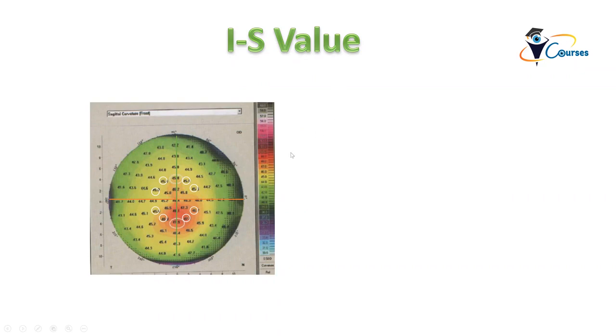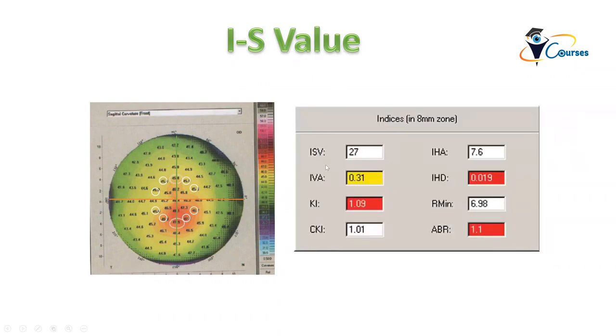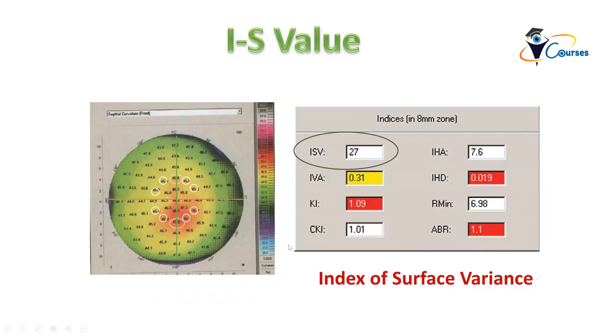This shouldn't be confused with what is called the index of surface variance. Index of surface variance is one of the keratoconus indices. It's also called ISV, but this is called the inferior minus superior value.